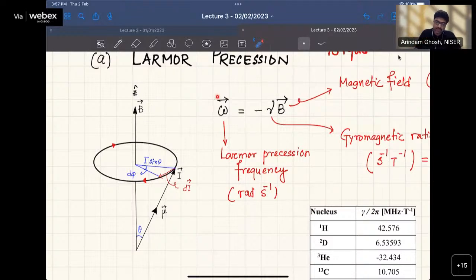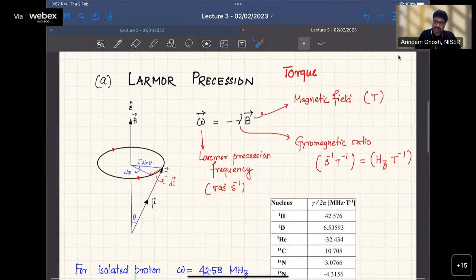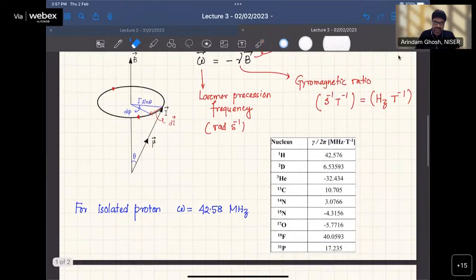Therefore, the Larmor frequency is entirely dependent on gamma, and we have seen that gamma has the unit per second per Tesla, or Coulomb per kg, which is equivalent, as I have proved, or Hertz per Tesla. Also we proved last class that for an isolated proton, omega at a 1 Tesla magnetic field is 42.58 megahertz. We calculated that.